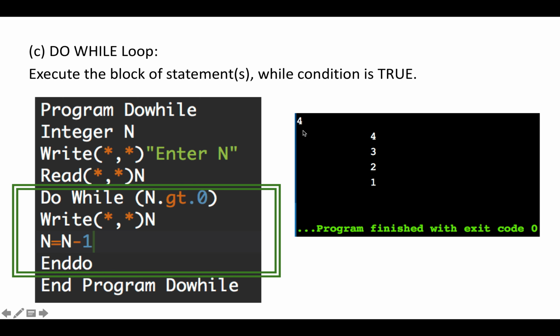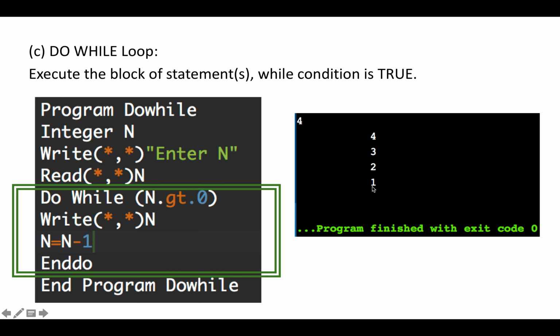If I enter n is equal to 4, it will print. So first n is equal to 4. If n is greater than 0, that is, if 4 is greater than 0, yes it is, it will print 4. Now the new value of n is 4 minus 1, 3. Again it will move on to the above statement for checking the condition. If 3 is greater than 0, yes, it will print 3, and so on.